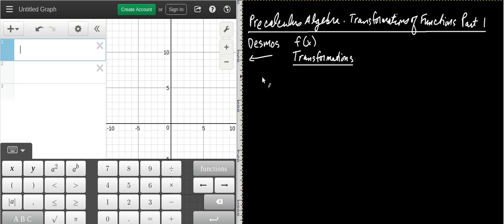So we're going to study transformations. I'm going to go ahead and graph functions over here using Desmos, and then we're going to generalize the transformation over here, and we're going to list all of our transformations. And we're going to have 10 of them in total.